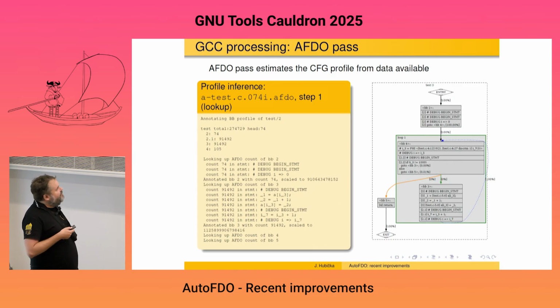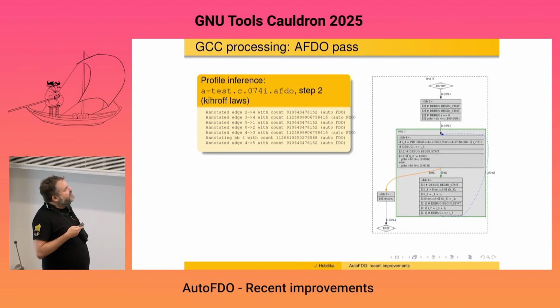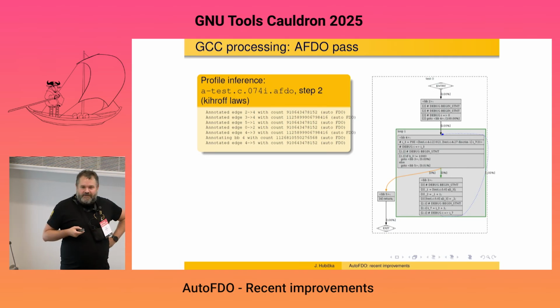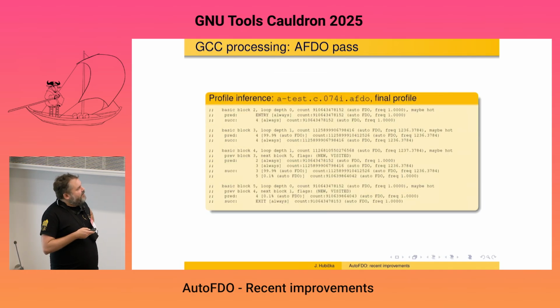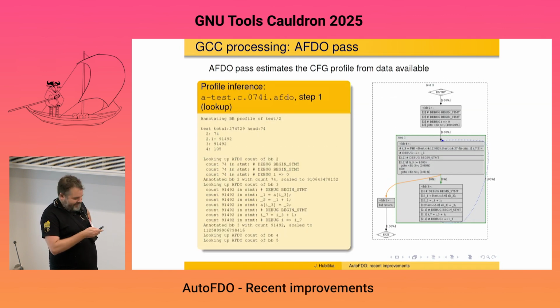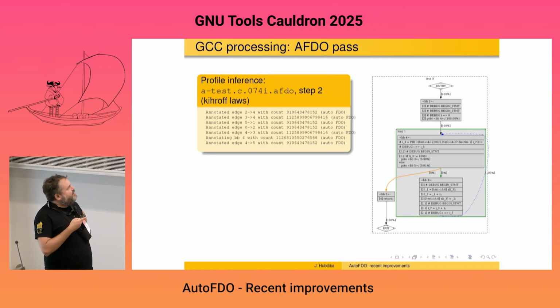So this is the first step. It has these counts, but it doesn't have the edge probabilities, and it doesn't have information on this basic block. In the next step, it is trying to determine the counts of edges using the Kirchhoff laws. The number of counts coming into a basic block should also leave it. That means that if you know the count of this basic block, you also know the count of this edge because it's only one. This is basically what it is doing here.